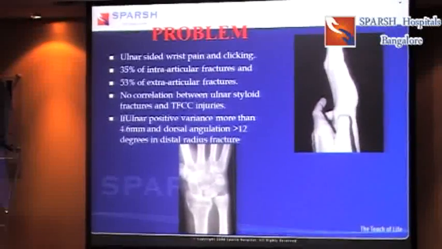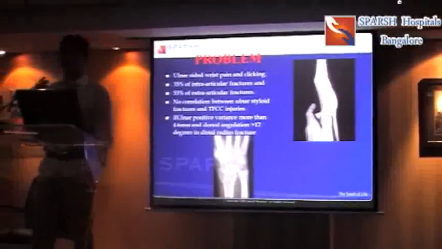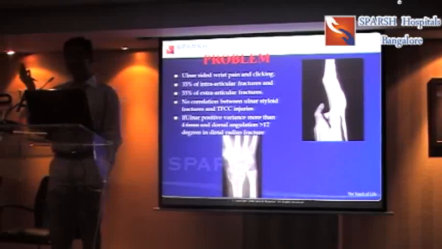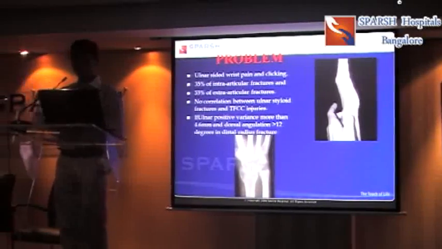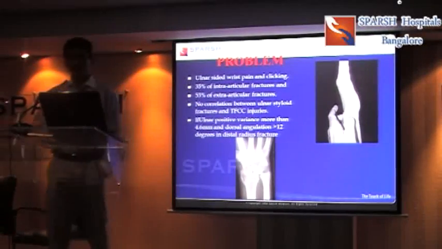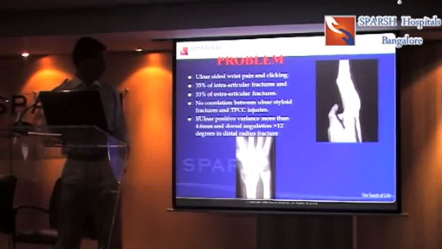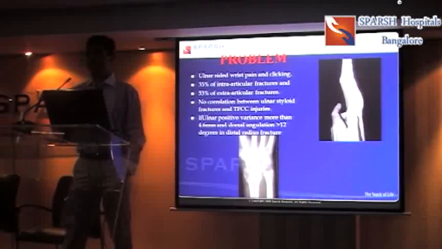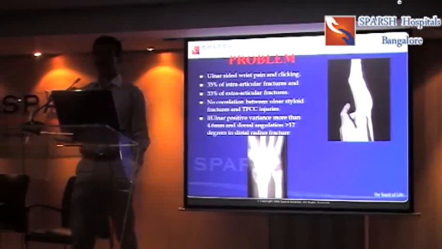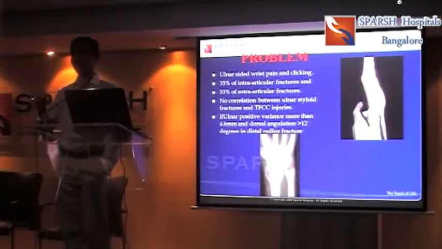So just breaking off the tip will not cause any injury to the TFCC. Be aware of that. But a badly displaced distal radius fracture can have implications on the TFCC. If a fracture has an ulnar positive variance of more than 4.6 millimeters and also more than 12-degree angulation, there is a higher chance of having a TFCC injury along with the distal radius fracture. Keep it in mind, okay?